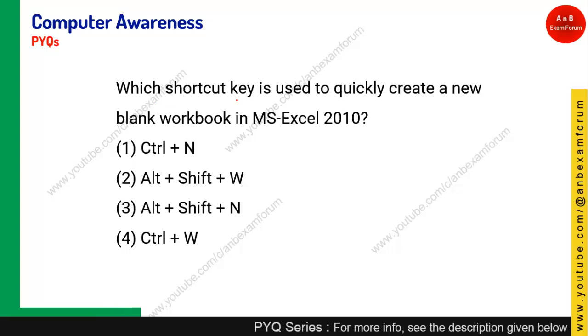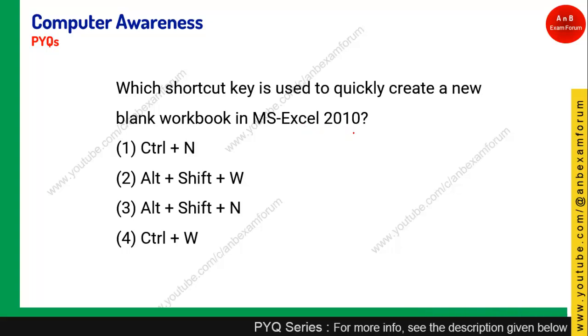Let's see the next question. Which shortcut key is used to quickly create a new blank workbook in MS Excel 2010? A very easy one. As you know, Control plus N, whenever you find such a key, it is going to create something new. It can be a new Word document, a new Excel document, a new window. So this is the right answer. And Control W is used to close the document, which everybody knows.